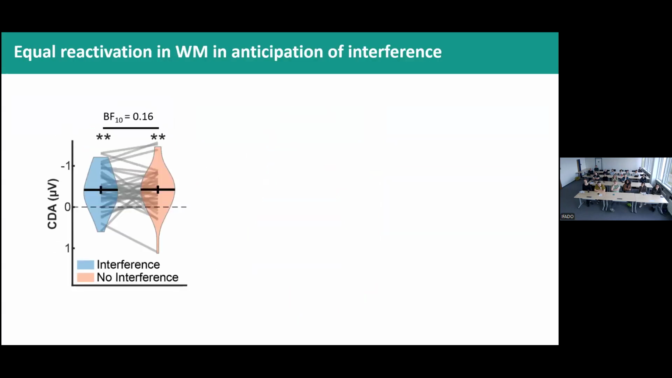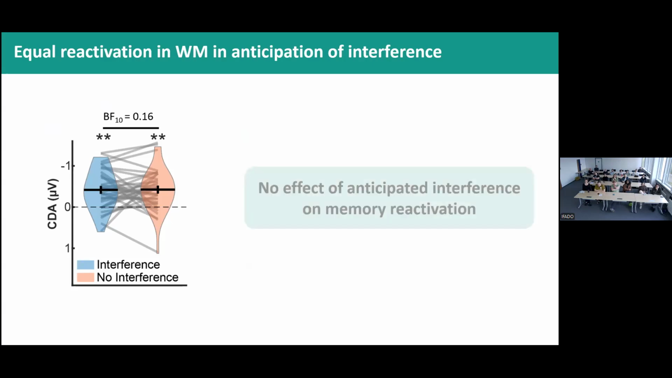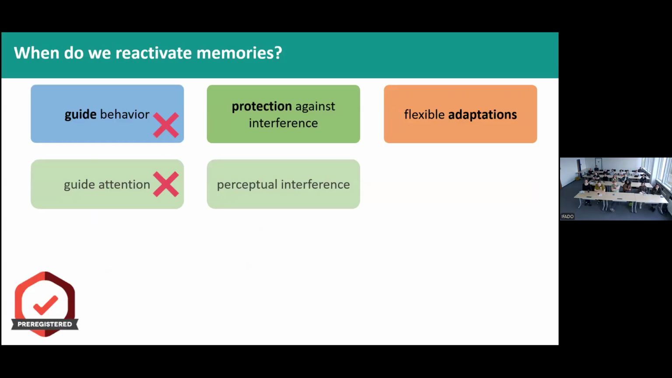I will briefly describe. The CDA didn't differ between the two conditions. There was a reliable CDA in both. So people relied on working memory to store the items, but not to a different degree depending on interference. This indicates that anticipated interference did not affect memory reactivation levels. But as you might notice, since our interference task was not interfering, it could be that it was not a strong enough manipulation. So we had another experiment.